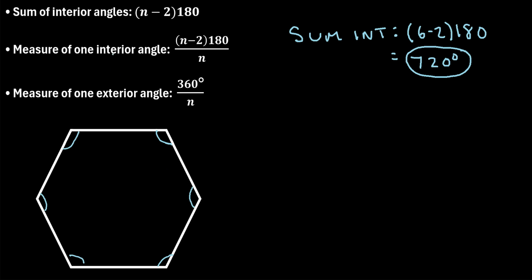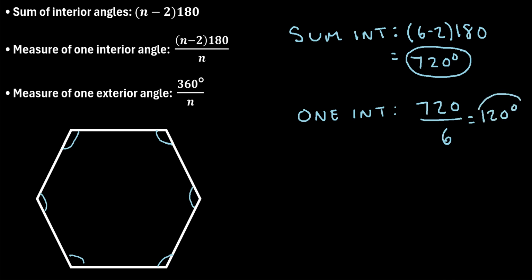Now, what if we just want to find the measure of one interior angle? This formula says we can use the sum that we just found and simply divide that by n, the number of sides. So one interior angle is going to be the sum of all of the angles, 720, divided by n, where n is 6. 720 divided by 6 turns out to be 120 degrees. That's the measure of one interior angle.